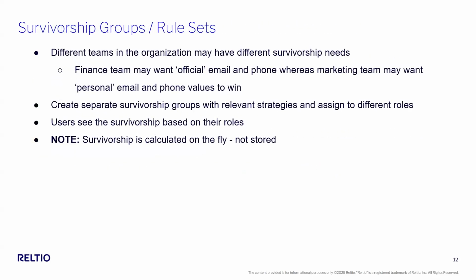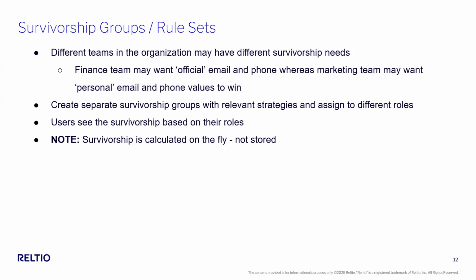All right. Before we take another question and answer break, let me just cover this final topic, which is called survivorship groups or rule sets. Let's again take this example. You have different teams in the organization. The finance team says that I want the official email ID whenever I retrieve data, whereas the marketing team says that for marketing purposes, personal email ID is required. So basically, these are two different groups of users who want to have different survivorship on the same attribute. This feature is also supported and it is called survivorship groups or rule sets.